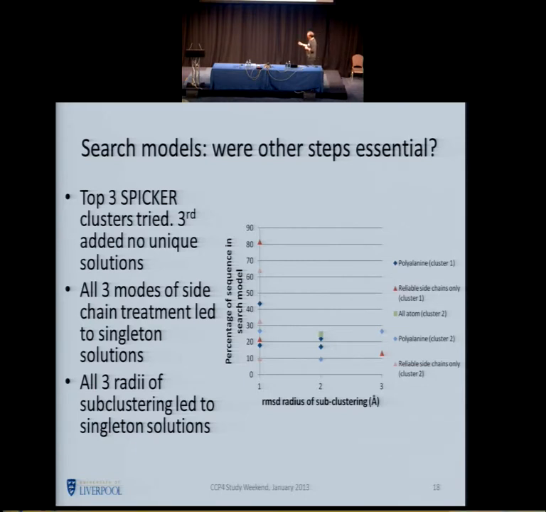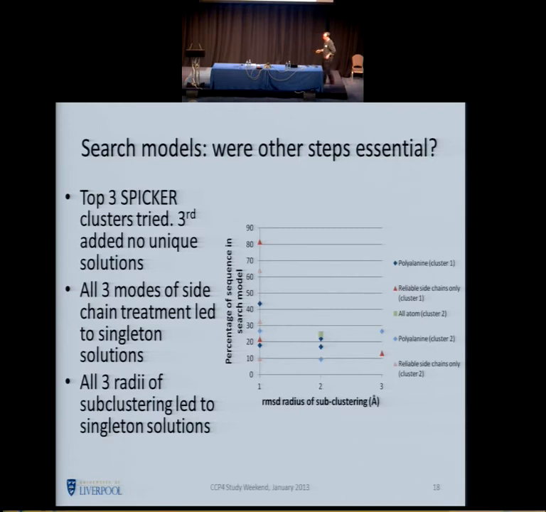The same actually goes for the subclustering here. These are the 3 different thresholds of subclustering. You can see each of them is well populated with singleton solutions. So if we'd decided to just do 1 and 2, we'd have lost these solutions here.